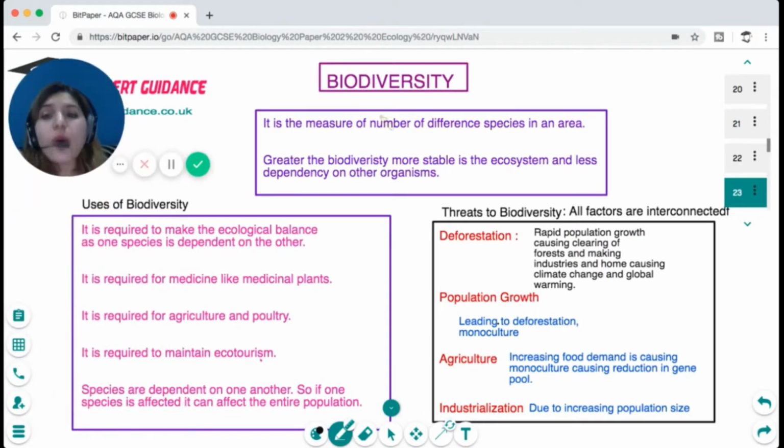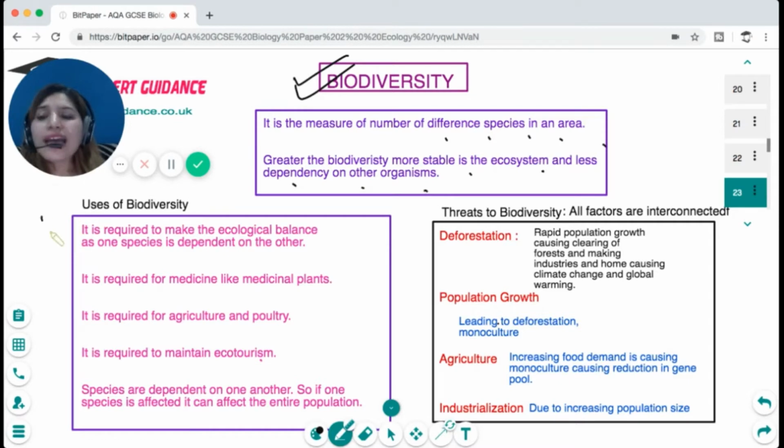Now, what is biodiversity? When we're talking about the ecosystem, we're talking about the biotic factors, and the major thing that comes to our mind is biodiversity. Biodiversity is the measure of the number of different species in an area. The greater the biodiversity, the more stable is the ecosystem and the less dependency on other organisms.